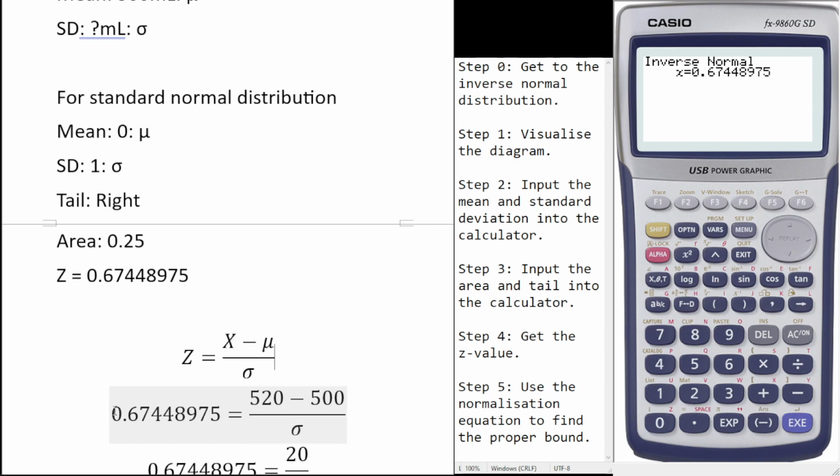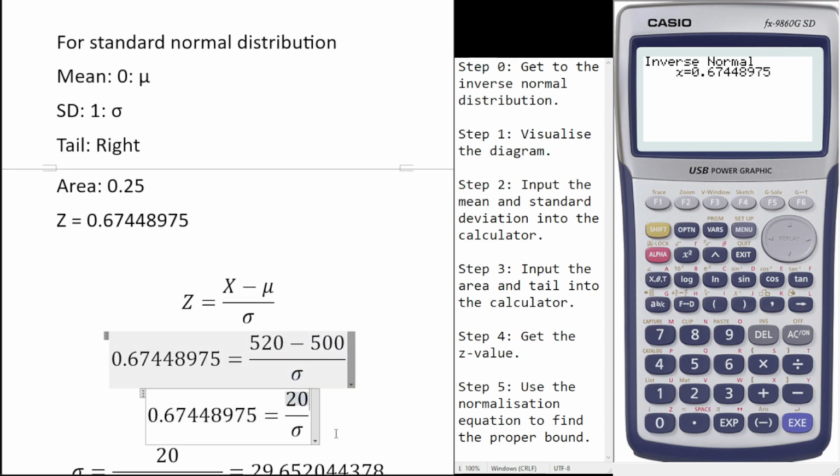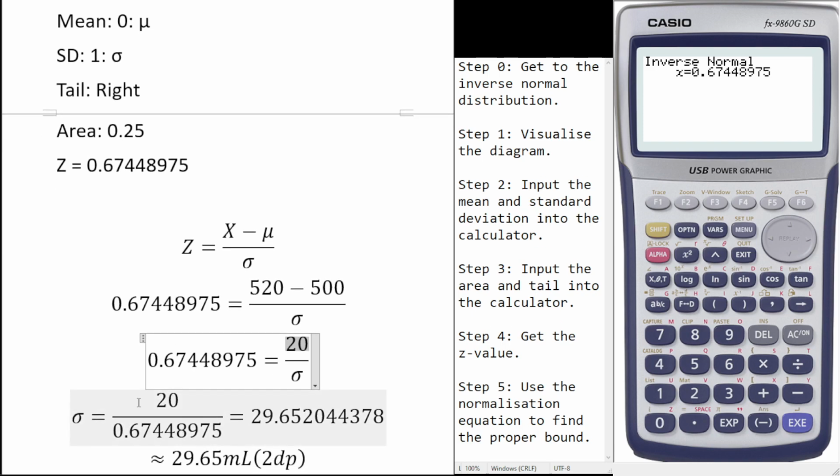You plug in the numbers. Z is this value that we already had. 520 is the bound that we already knew. The mu is 500, and the sigma is the standard deviation that we're needing to find. 520 minus 500 is 20, so that's where this 20 comes from. And it looks like a fairly standard one-step equation at this stage, 1 to 2 step equations. We replace the sigma with the values by sort of cross-multiplying them. And then this is now a calculator problem, so we chuck this in the calculator.